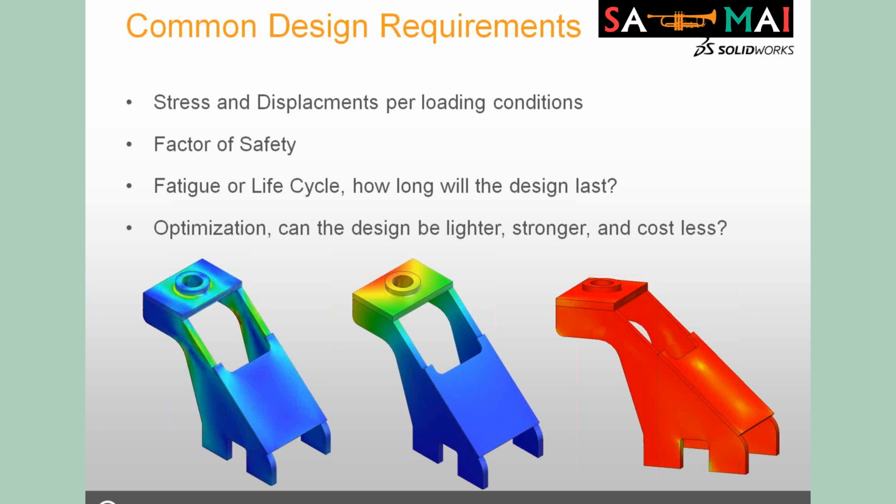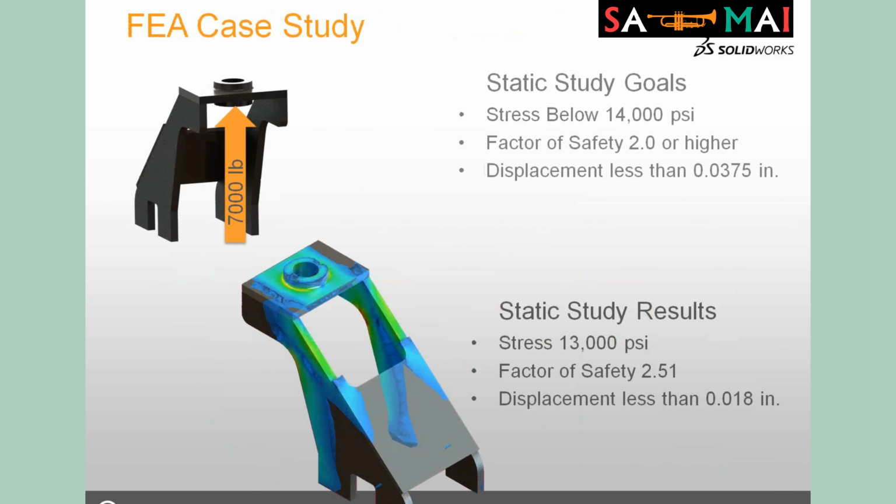And then optimization as well. This is something that a lot of engineers address manually, but we can address this through the software automatically. How can we make the design lighter, stronger? How can we make it cost less? That's something that we're going to address as well through the finite element.